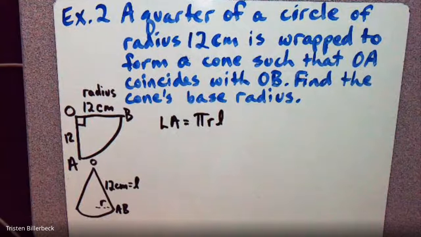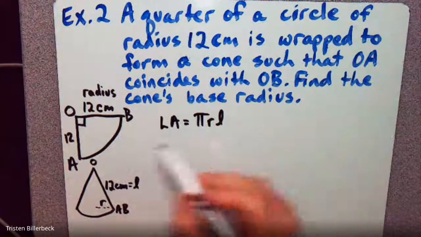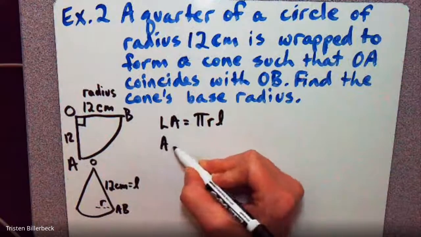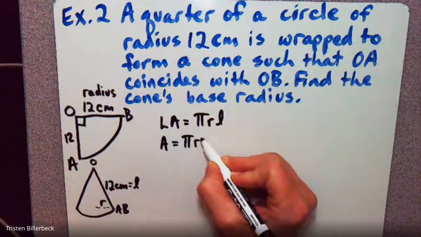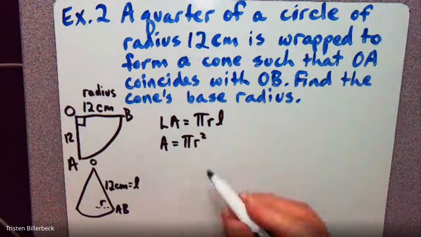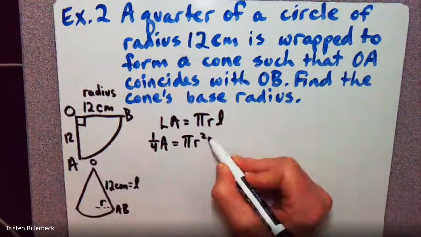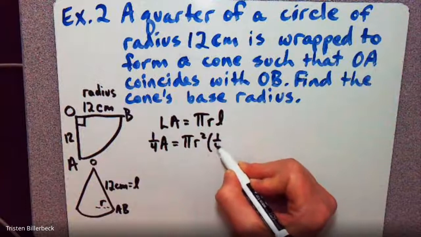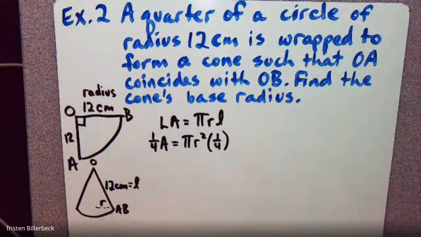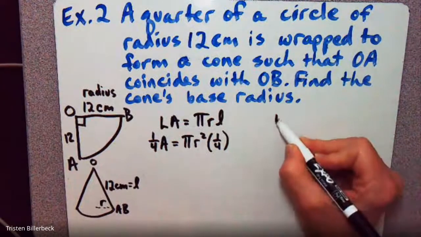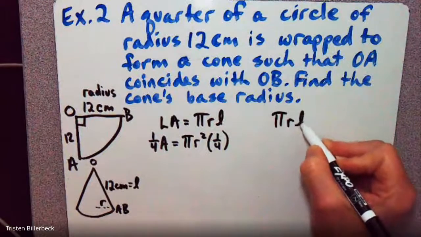Okay, and we also know that this area, before we did that, the regular area of a circle is pi r squared. But we're only doing 1/4 of the area since this is a quarter, so we're going to multiply this by 1/4 as well. All right, so since this is going to be wrapped into that cone, this pi RL should equal this area here. So we should have pi RL.